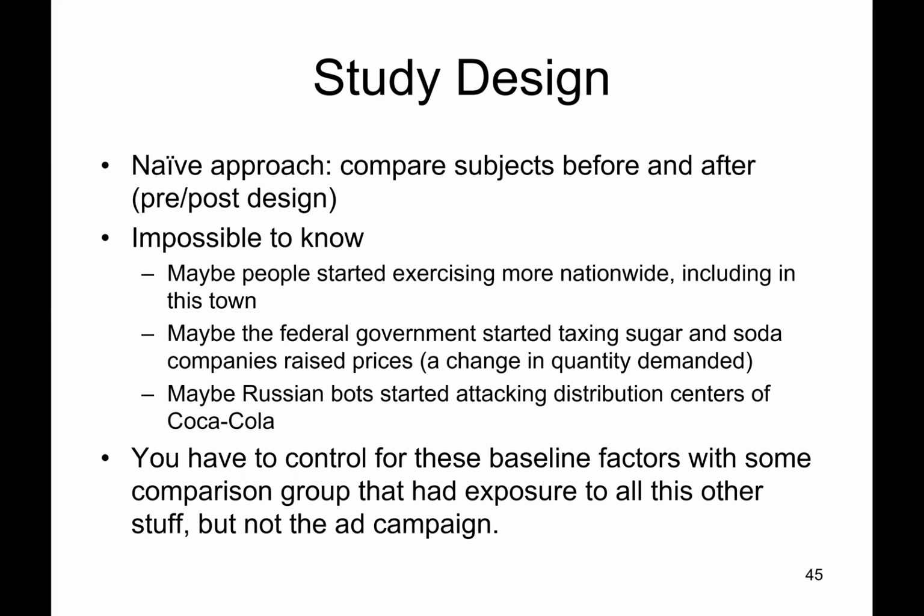And you can come up with all kinds of things. So maybe Russian bots started attacking distribution centers of Coca-Cola, and that created a big challenge in trying to actually get the soda that you wanted. You can come up with any number of things. So the important thing to take away here is that you have to control for baseline factors with some comparison group. And it's ideal if your comparison group had exposure to all this other kind of stuff, but not the ad campaign.